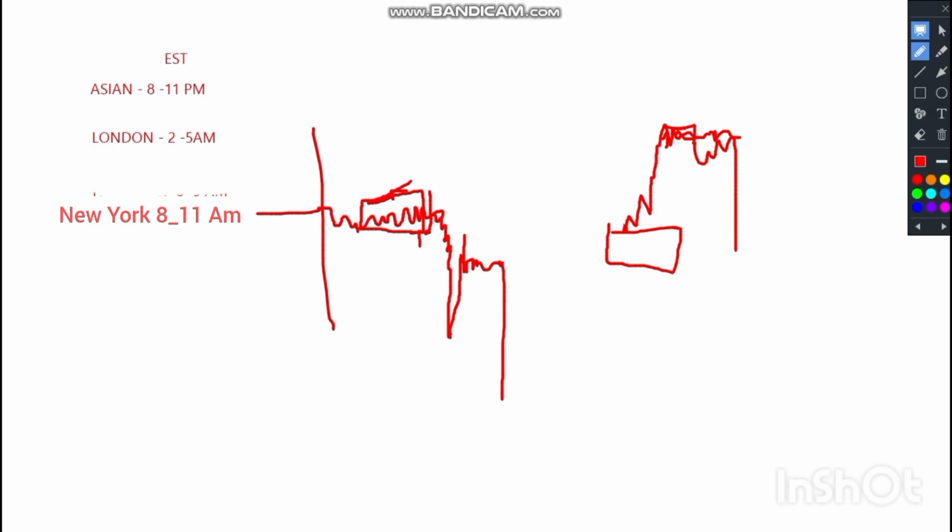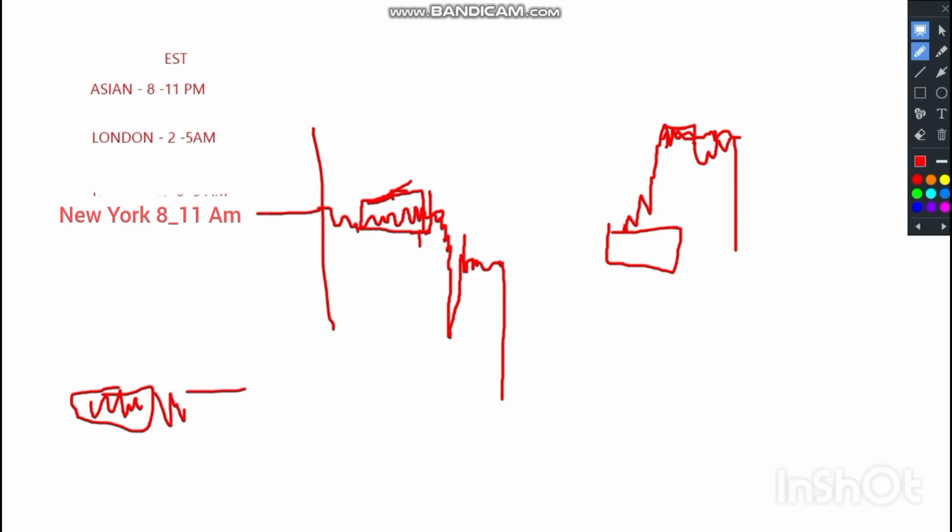Now for the type 3 type of entry, this is the multi-session M or W pattern. So this type 3 type of entry is a 3-section setup, often forming a multi-session M or W pattern. Sometimes London opens after an Asian range and doesn't really do anything, it just consolidates. So let's say this is our gap time.